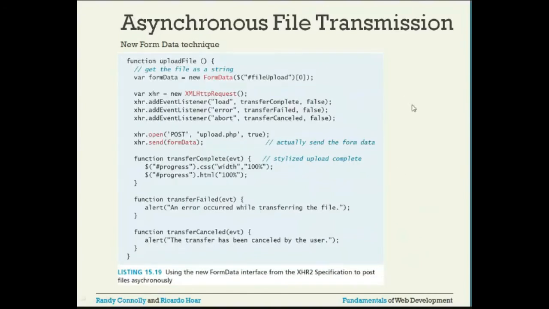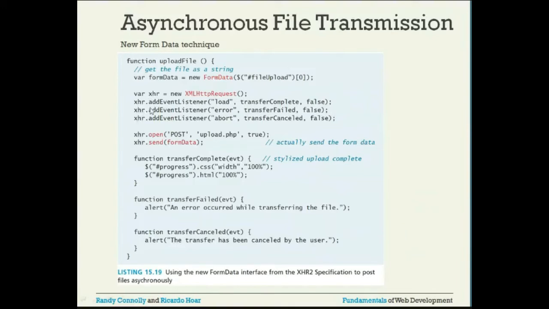This is the code example. New FormData technique. Function uploadFile, get the file as a string. You can see here the file upload and the content. We are creating a FormData object, and that object will be stored in the formData variable. Then we are creating an XMLHttpRequest object, and to that object we are adding the listeners.